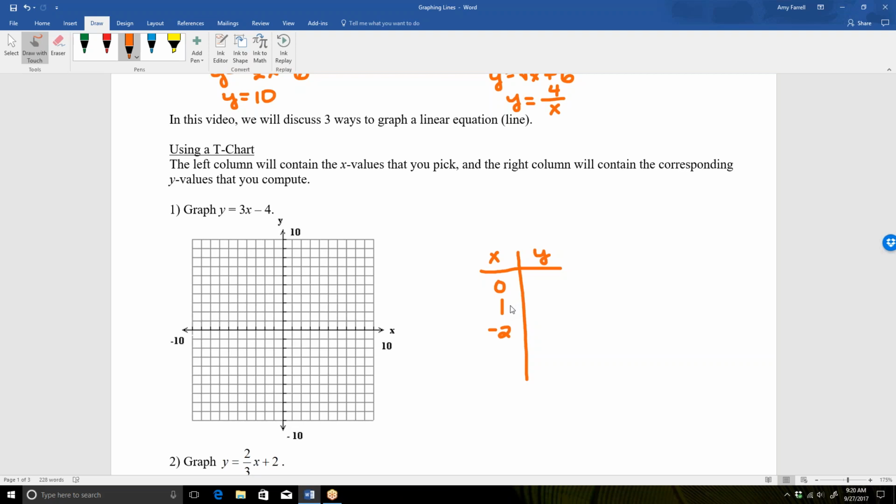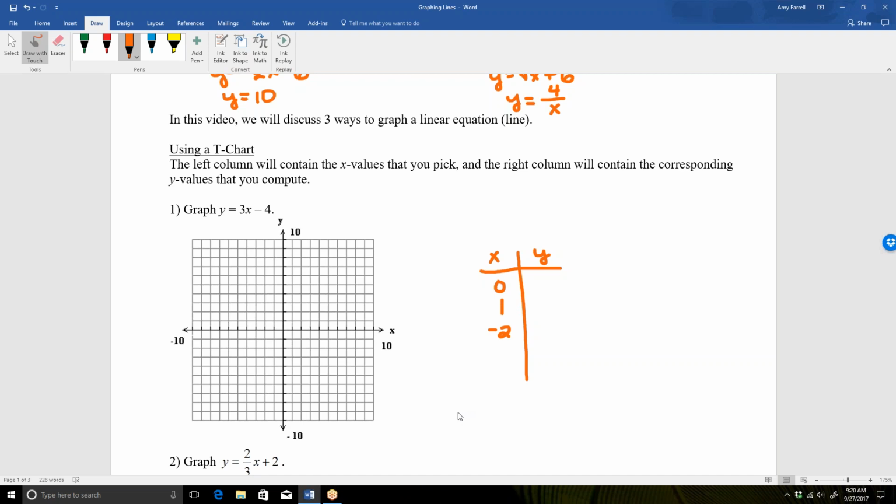Now, 2 points is all you need to determine a line. So technically, I'd only have to plug in 2 x values. I would recommend maybe doing at least 3, just to make sure you didn't make a silly error and that all 3 points lie in a straight line.